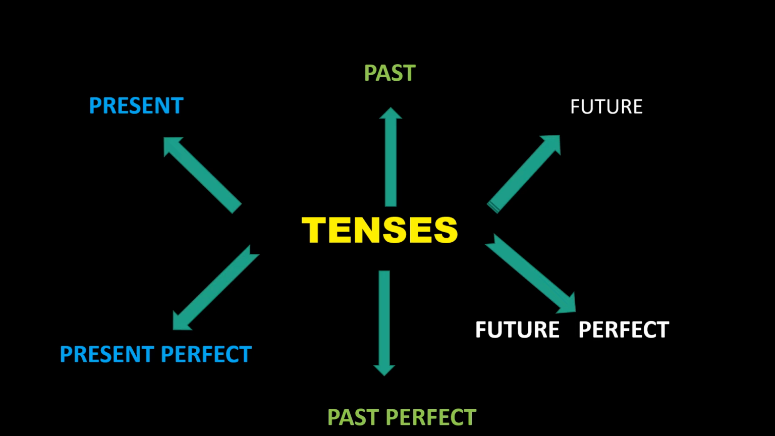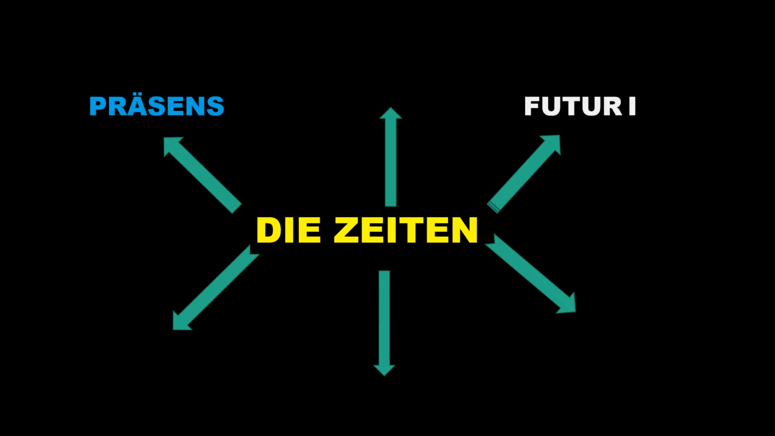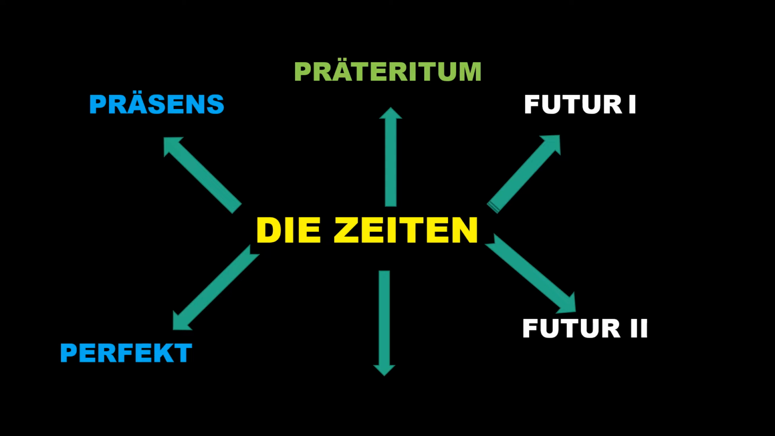So what do we call these tenses in the German language? Again, we're using a chart. Die Zeiten. Präsens, that is present tense. Präteritum, that is past tense. Futur 1. Then comes Perfekt, which is present perfect. Plusquamperfekt, that is past perfect tense. And Futur 2, which is future perfect tense.